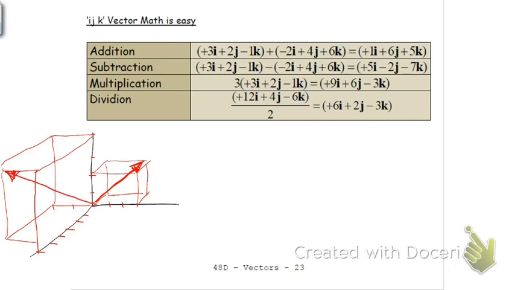These are two three-dimensional vectors. I want to know the resultant. I'm going to add them together. Oh, I couldn't draw it. Here's what you do: i, j, k.